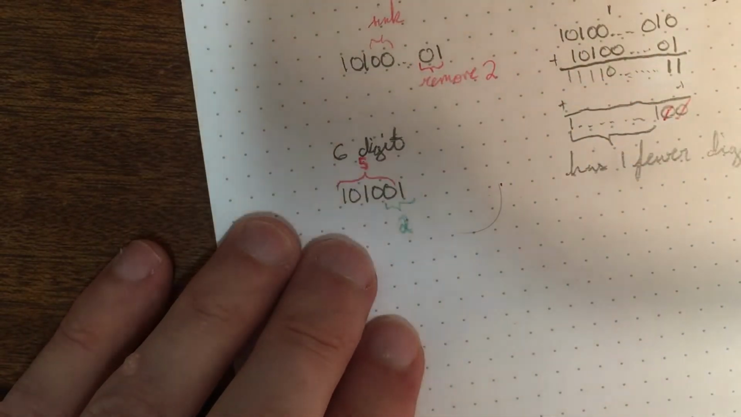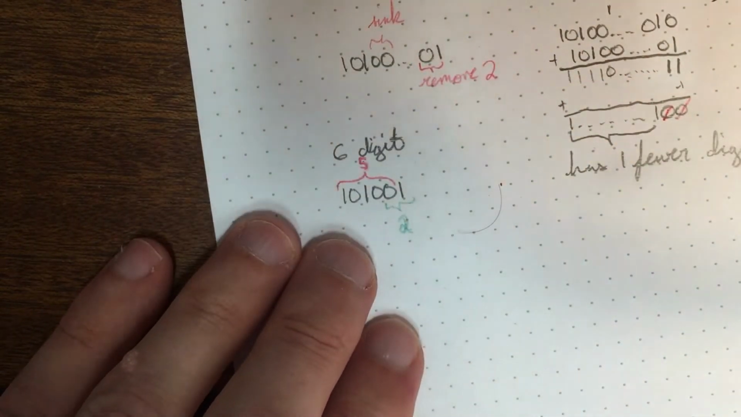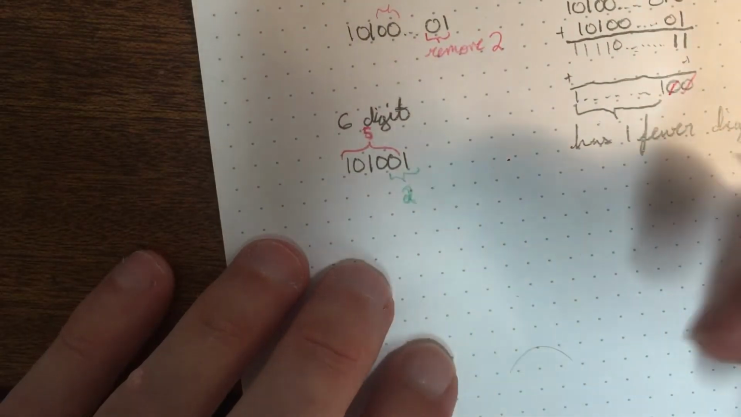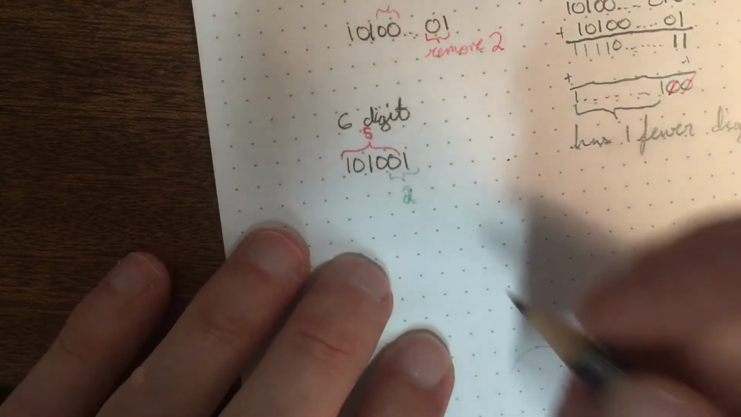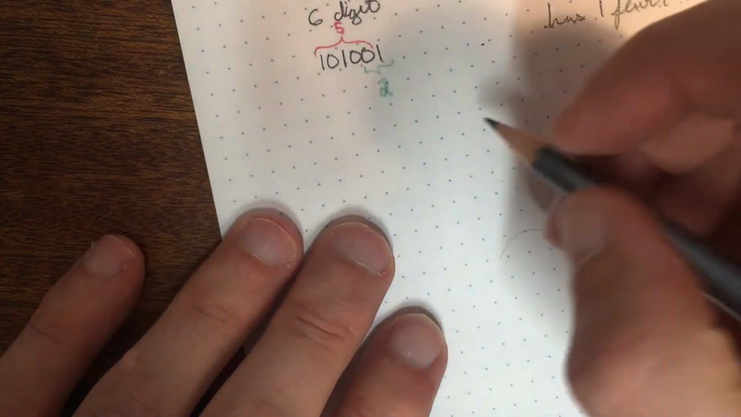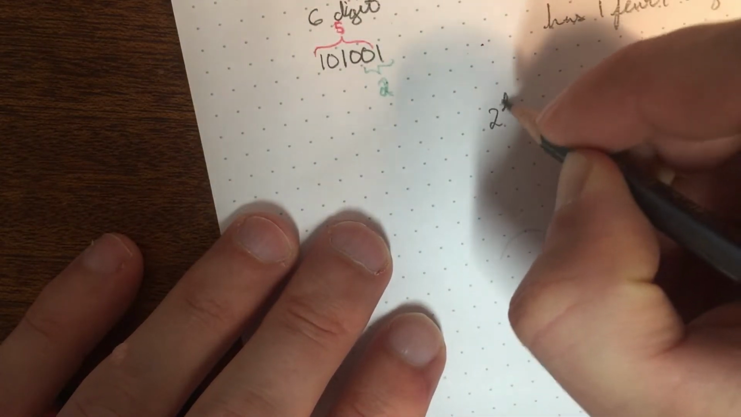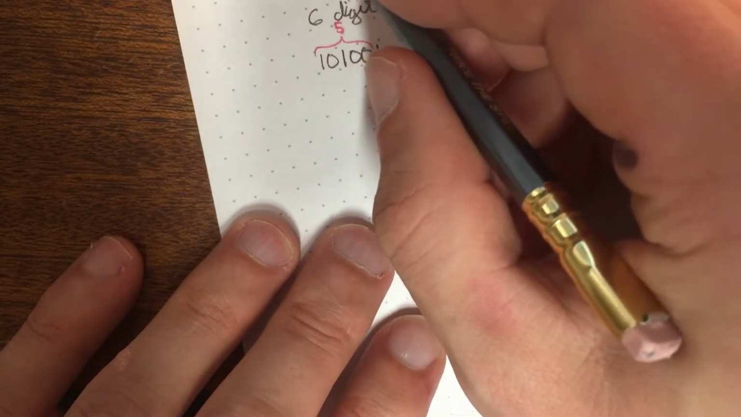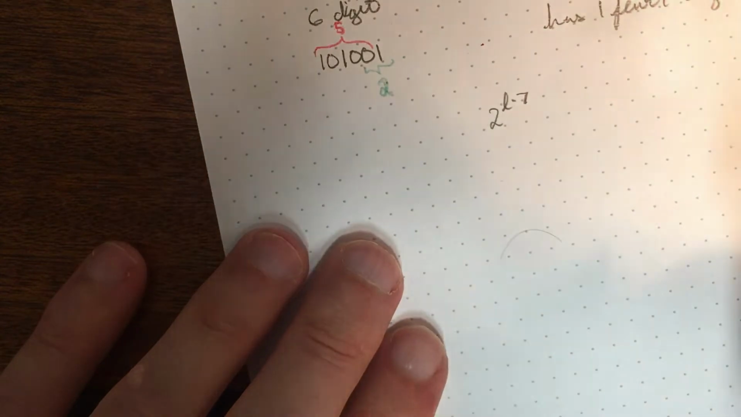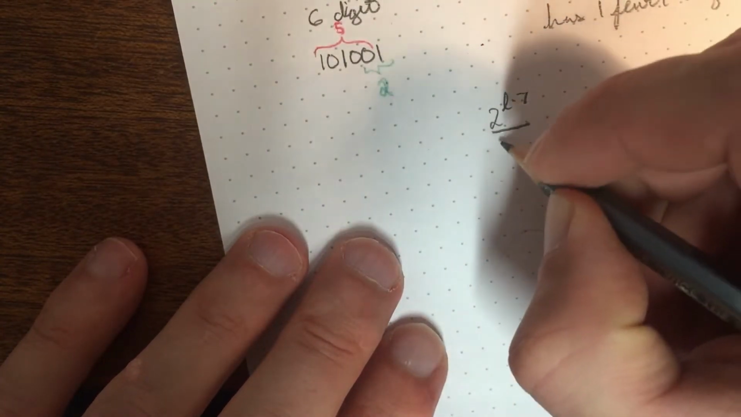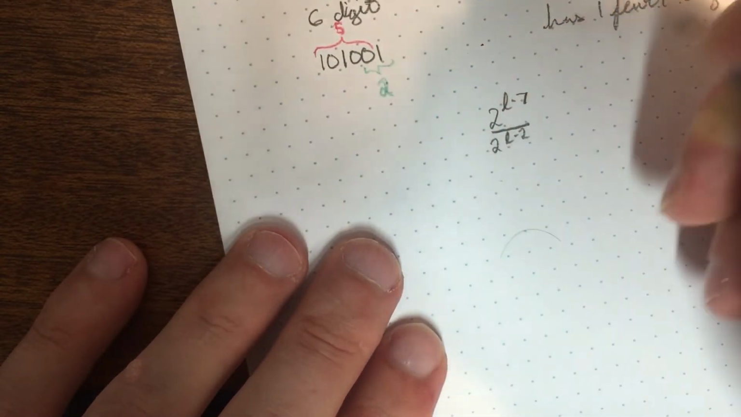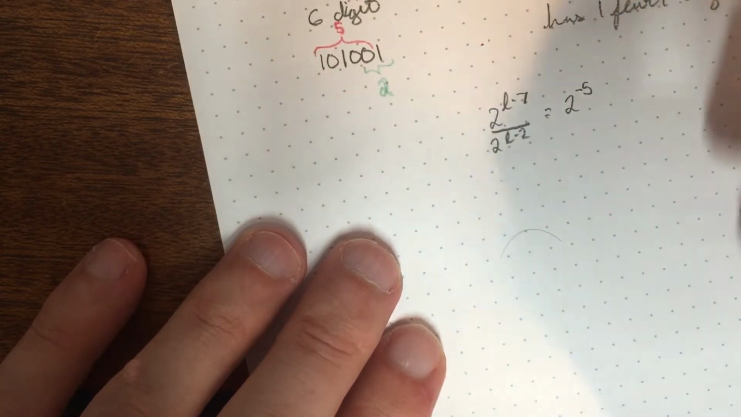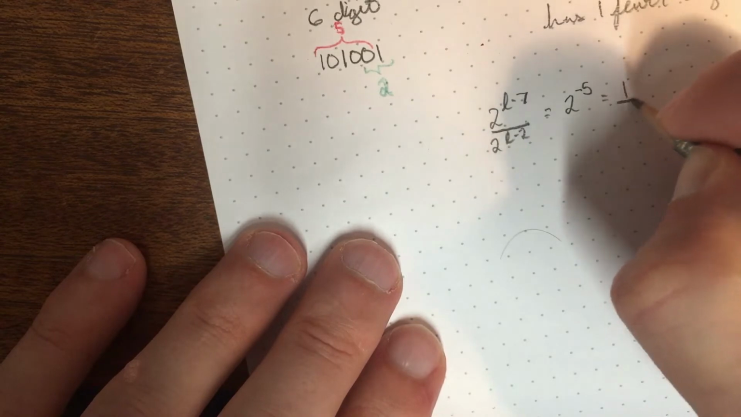Now, obviously there's some overlap between the two, but yeah, the rule sort of holds. And then if I want to find again the total fraction of patterns, I can do that: 2^(L-7), because I have 1, 2, 3, 4, 5, 6, 7 fixed digits, over 2^(L-2). That gives me 2 to the negative 5, which is equal to 1/32.